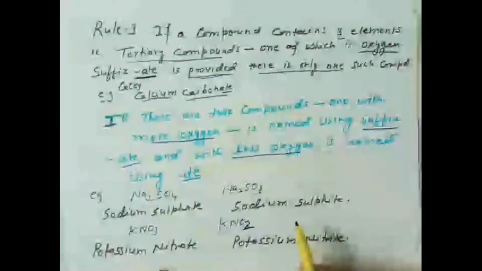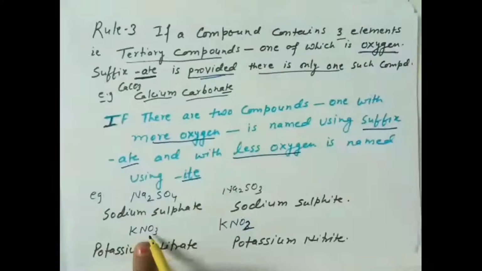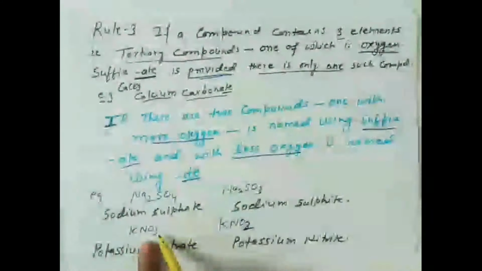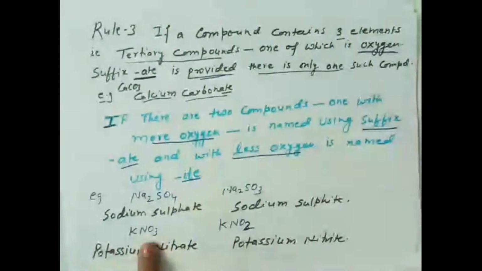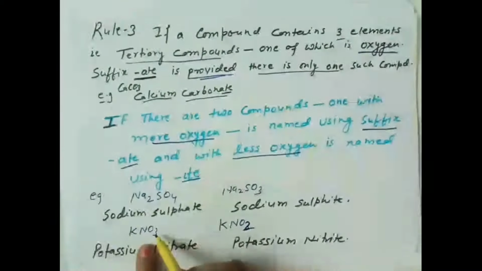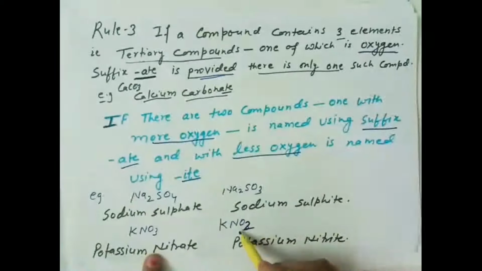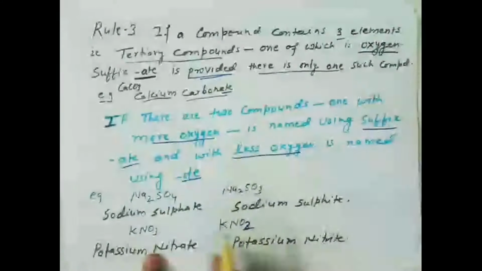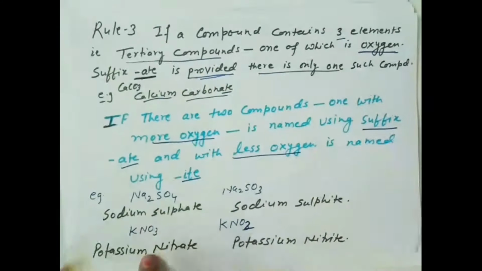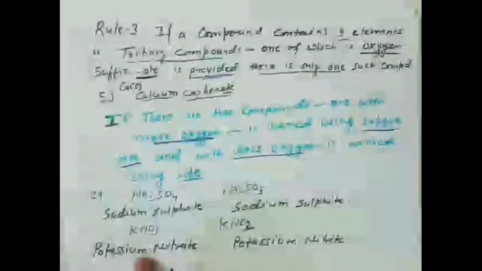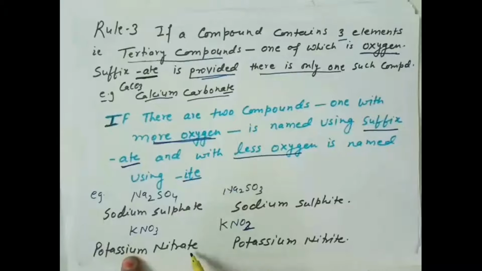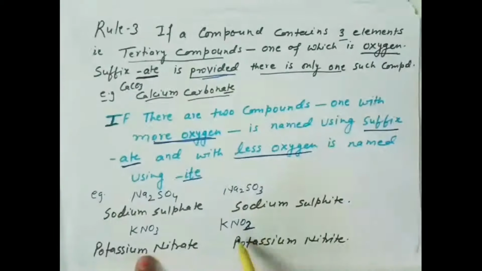One more example I am taking. Here it is a tertiary compound: potassium, nitrogen and oxygen. This is also a tertiary compound: potassium, nitrogen and oxygen. In KNO3, oxygen is 3, and here oxygen is 2. So KNO3 has the greater number of oxygen. If oxygen is more, the suffix is ATE. So we will write here potassium nitrate. And here the oxygen is less, so we will write potassium nitrite.